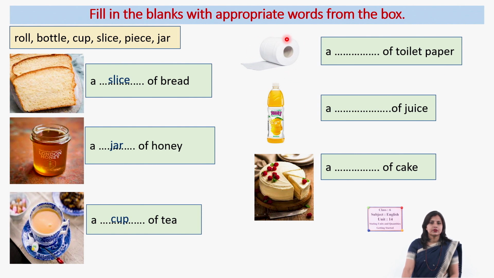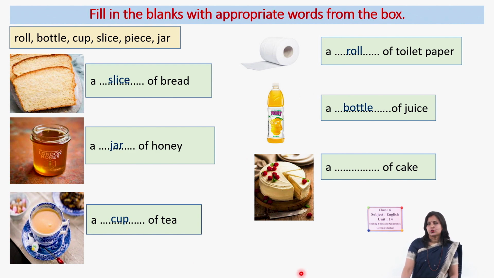The next one is a blank of toilet paper. How is this? You see? What do you call this? Good, yes, a roll of toilet paper. Very good. Now juice, when you go to buy the cold drinks, what do you say? What do you use? Yes, it's a bottle of juice, a bottle of juice.